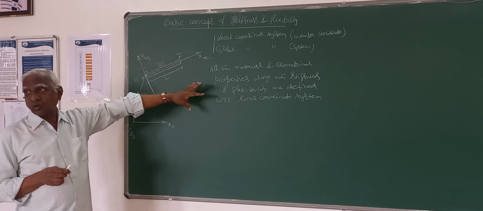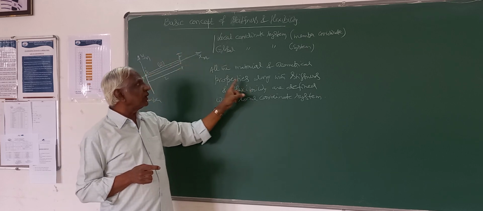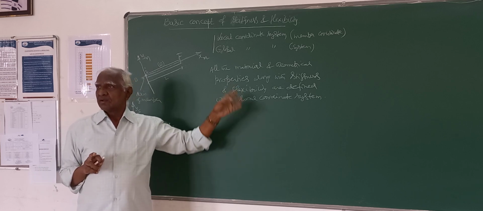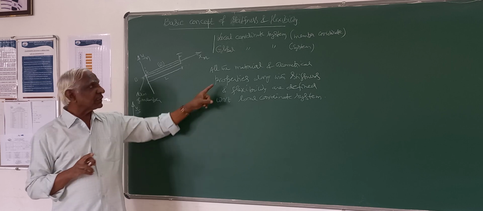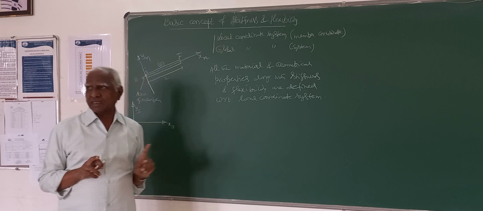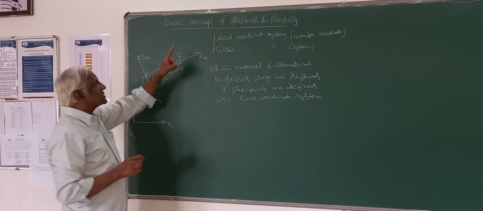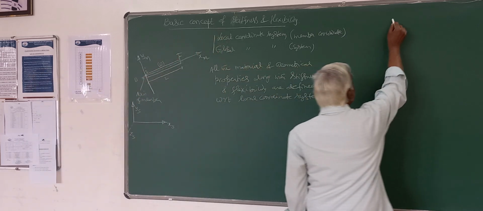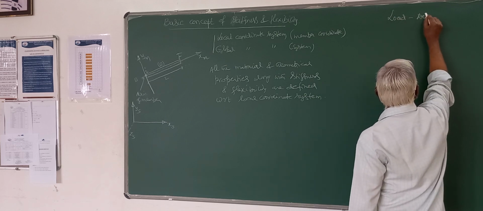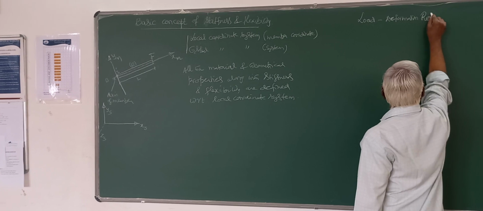Local and global coordinate system, especially the local system with respect to the member, because there only we define all the geometrical properties and material properties and also the flexibility and stiffness. We define only with reference to the local coordinate system, and the local coordinate system has to be clearly defined. So after this, the next point we will come to is the load deformation relationship. Load deflection or deformation. Load deformation relation.